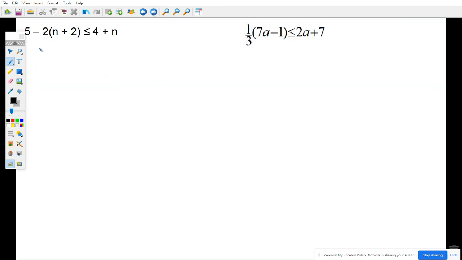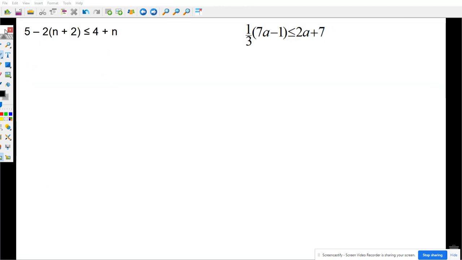So I've got 2 examples here. This says 5 minus 2, parentheses n plus 2, is less than or equal to 4 plus n. So I'm going to go ahead and try to get n by itself. So I've got parentheses, so I'm going to distribute the negative 2 to both of these terms. So this would be 5 minus 2n minus 4 is less than or equal to 4 plus n.